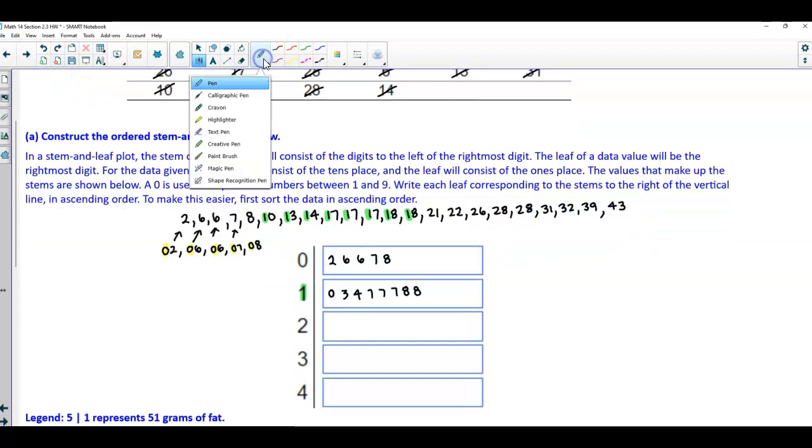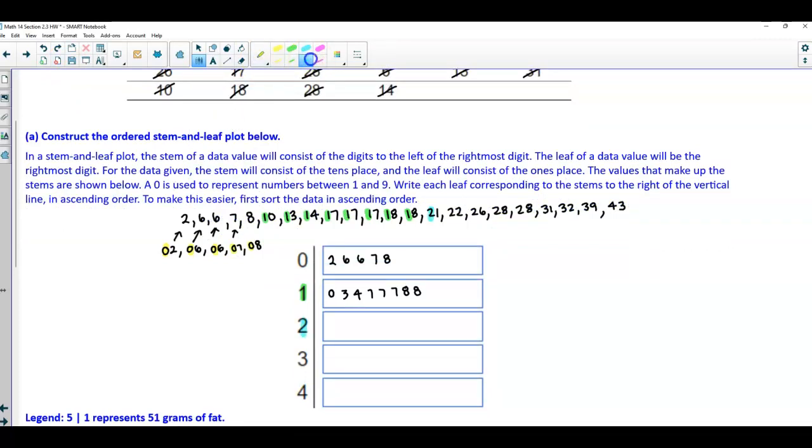Okay, now let's take a look at the next stem, which is 2. So here are our stems for 2, and then let's go ahead and write in our leaves. So our leaves are going to be 1, 2, 6, 8, and then 8.